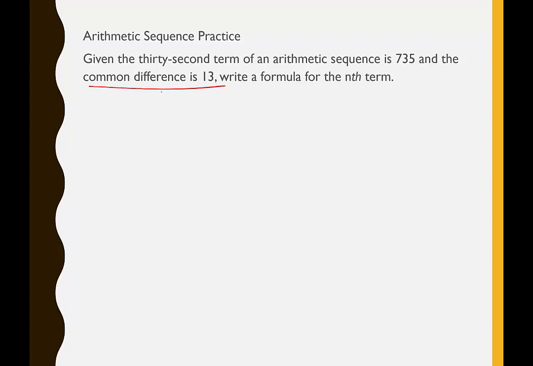So let's write out what we know. The 32nd term, so n is 32. We also know that a sub 32, a sub n, is 735. We also know that the common difference here is 13. So let's figure out that first term, because if we're going to be able to do this, we need a sub 1. To figure out that first term, we're going to plug everything we have into the arithmetic sequence formula.